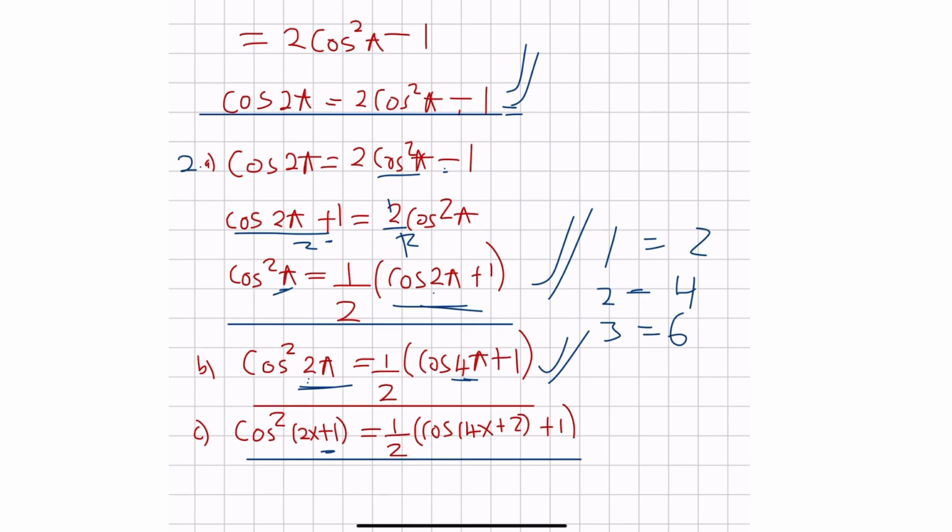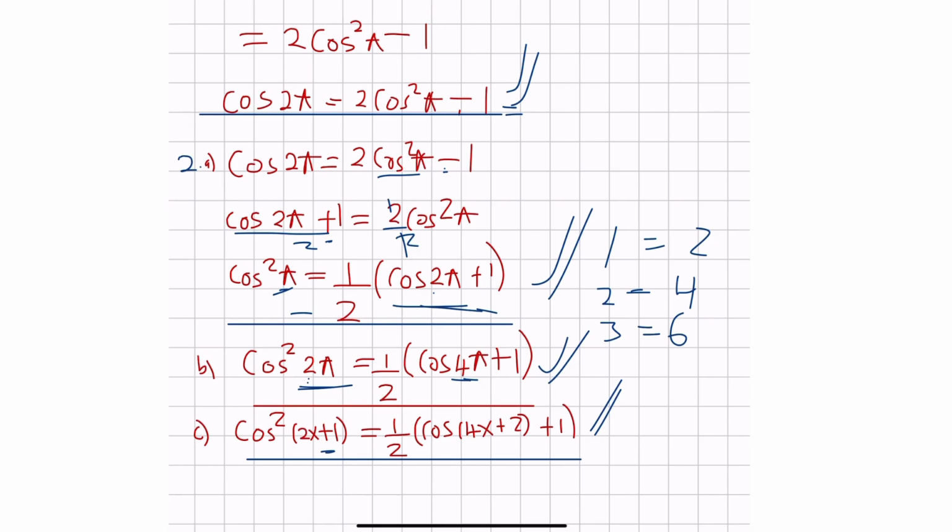So I want you to note this very, very important relationship that we have. It's basically you being able to derive other standard identities from this basic identity that we have.